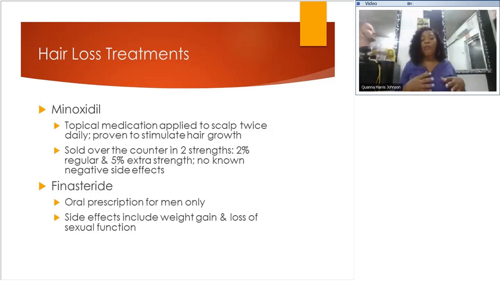And then we have finasteride, and this is an oral prescription for men only. This prescription should not be given to women, and women should not come near this prescription or this pill, because this pill will cause infertility in women. The side effects include weight loss, weight gain, and loss of sexual function.